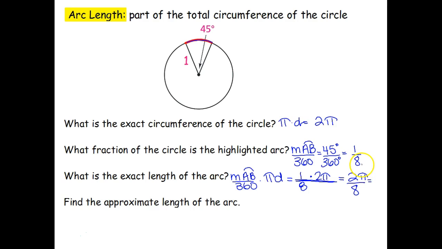Now, we look at the fraction. So if we ignore the pi here, and we just look at the 2 over 8, that part is going to reduce down to 1/4. So really we have pi over 4. So this length right here is pi over 4. That's the exact length of that arc. And if we want to find the approximate length, we just take pi out and we put 3.14 in its place. So if we take 3.14 and divide by 4, we get 0.785, which I'm going to round to 0.79. So this is the approximate length of this arc. So this is also 0.79.